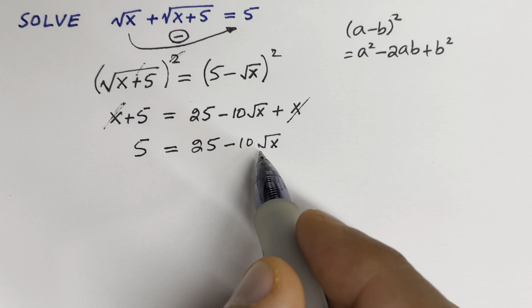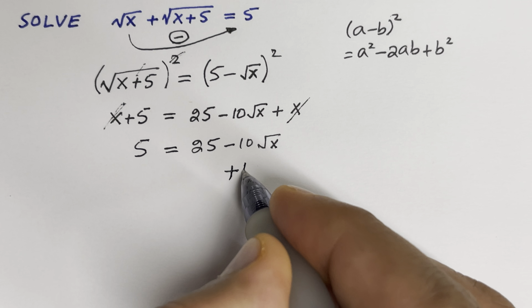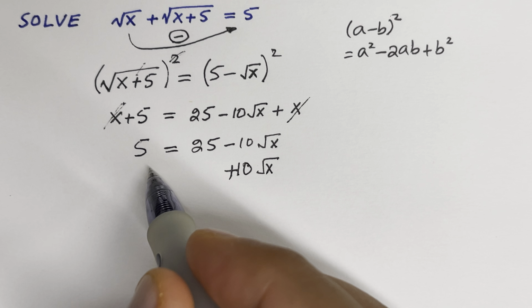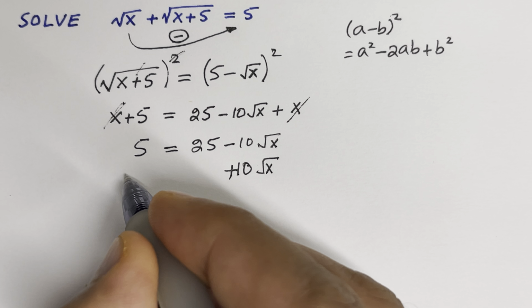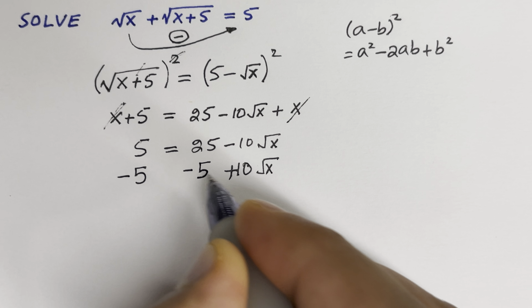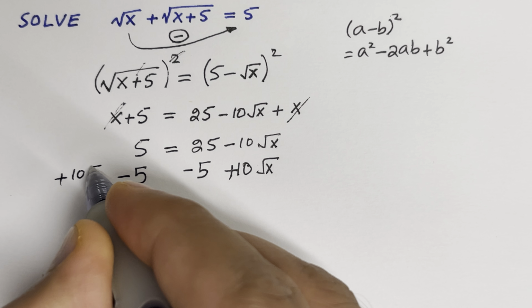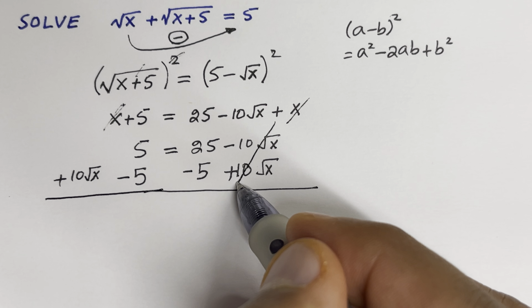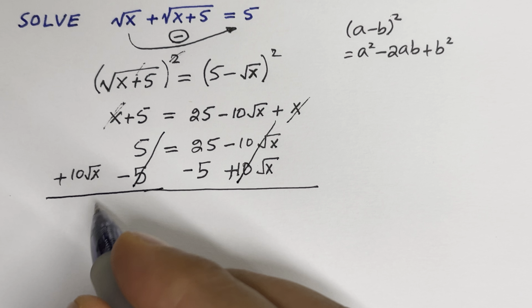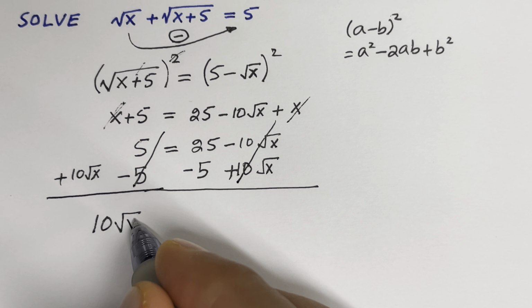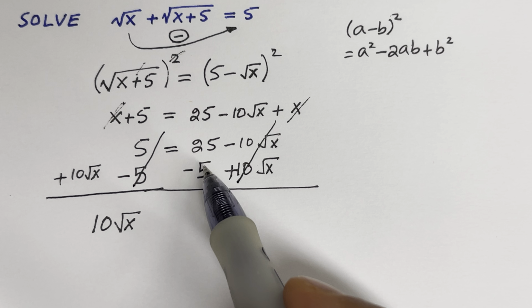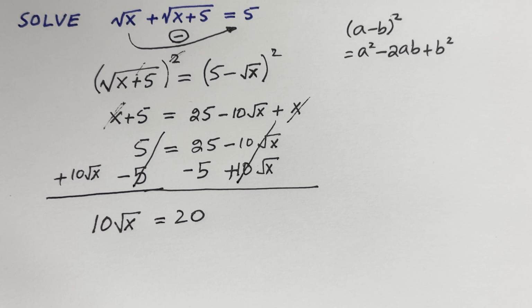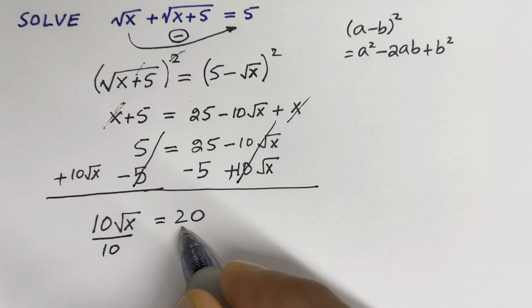We have negative 10 square root of x, so we will move this to the other side. So it means we are adding 10 square root of x, and we want to isolate x, so we will move the numbers from this side to the other side. So we will subtract 5 from both sides, and we are adding 10 square root of x on both sides. So we have this cancellation here, we have this cancellation here. So on the left hand side we have 10 square root of x. Okay, and we have 25 minus 5, which is 20. And the next step is to divide both sides by 10.